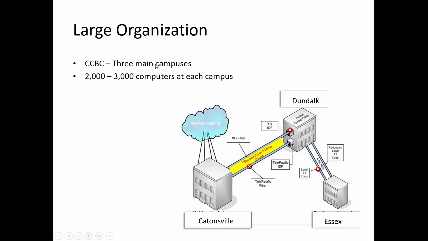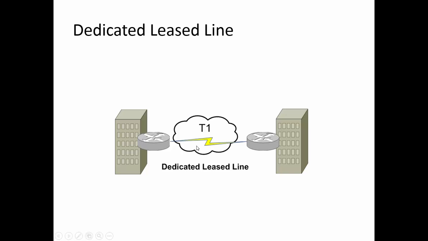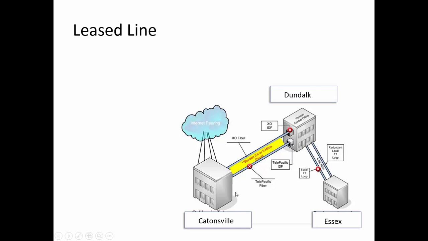CCBC has 3 main campuses, and we have 2,000 to 3,000 computers at each campus, and one DSL connection is not going to provide enough bandwidth for 2,000 to 3,000 computers. This is why we use dedicated leased lines. A T1 line was an early dedicated leased line that connects 2 different sites directly to each other. CCBC has leased lines connecting their main campuses together.